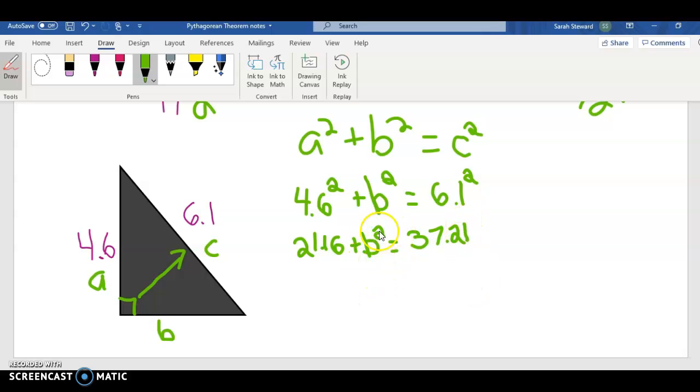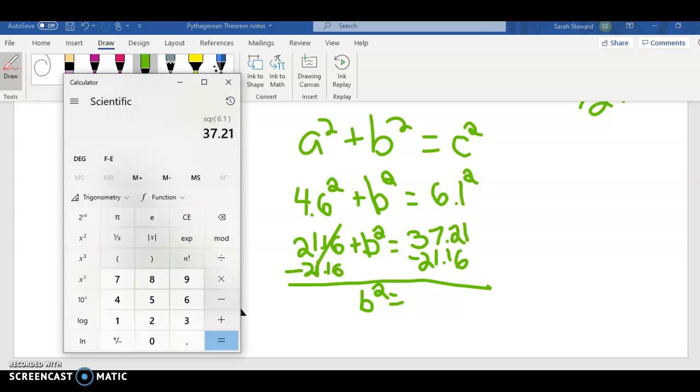All right, now we need to isolate b. We need to get b by itself. So we're going to subtract 21.16 from both sides. It's going to cancel out right here, and b squared is going to come down. And that's going to give us 37.21 minus 21.16, 16.05.